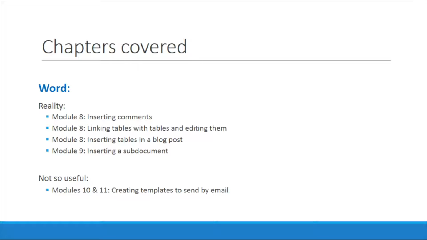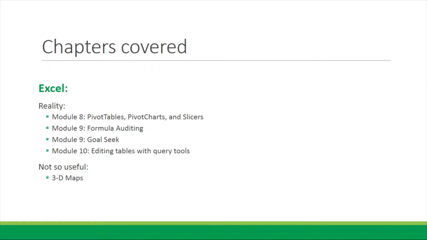So in the chapter covered for Word, the reality that we have is inserting comments, linking tables with other tables, inserting tables in a blog post, inserting a sub-document. And for module 10 and 11, creating templates is not what we really do at IA, and sending by email is not that useful. For Excel, the reality is that we use pivot tables, pivot charts, slicers. Formula editing would be really useful. Goal seek, editing tables with query tools, but the 3D map part is not that useful.